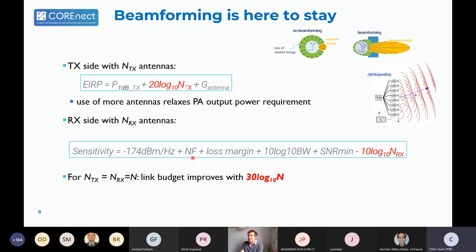Now, at the receive side, what do you gain there? Well, you see that the sensitivity level improves when we use more antennas. And net, when we do beamforming with the same number of transmit and receive antennas, we see an improvement with the third power of the number of antennas, or 30 log 10 of n.